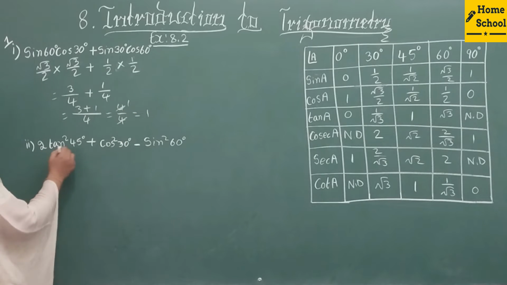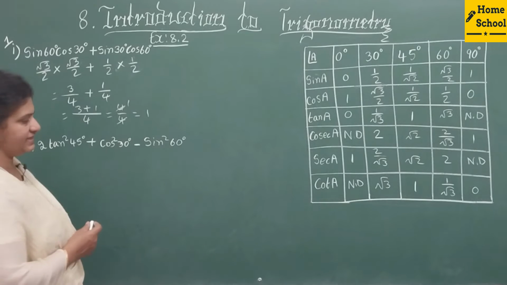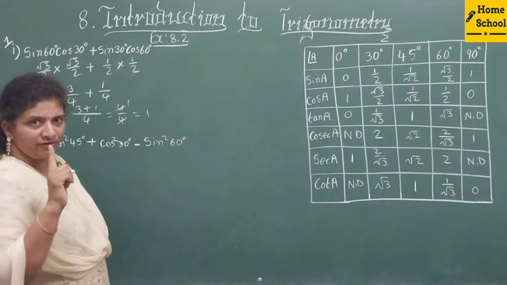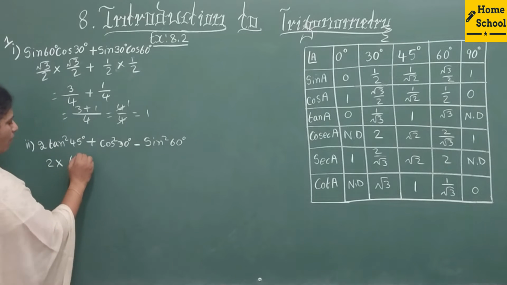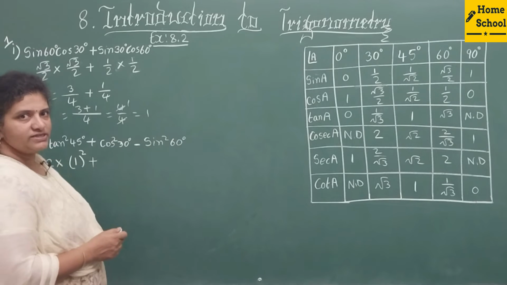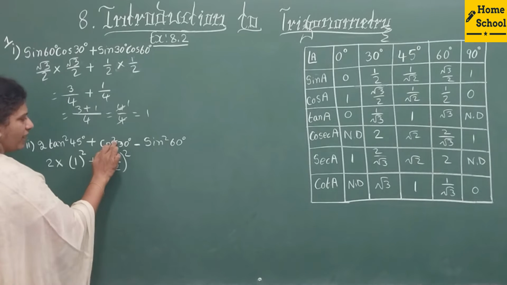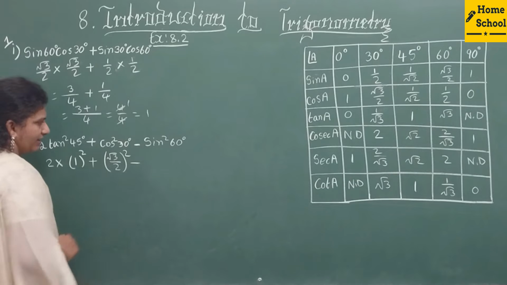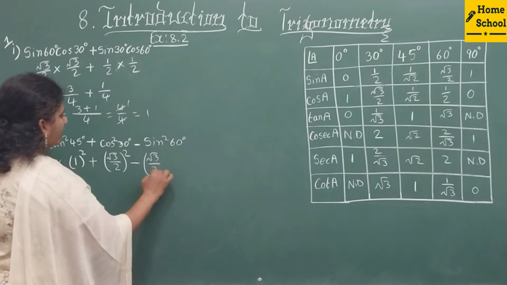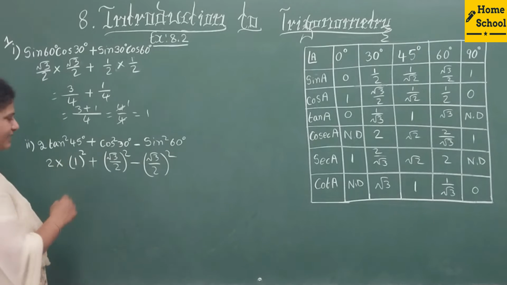Second one: 2 tan square 45 degree plus cos square 30 degree minus sin square 60 degree. 2 into, what is tan 45? Tan 45 value is 1. So, 1 whole square plus cos 30. Observe there and say cos 30 value is root 3 by 2 whole square. You have square here, so put square, minus sin 60, root 3 by 2 whole square. So immediately you can cancel these two. Right? Or in the next step also you can cancel.